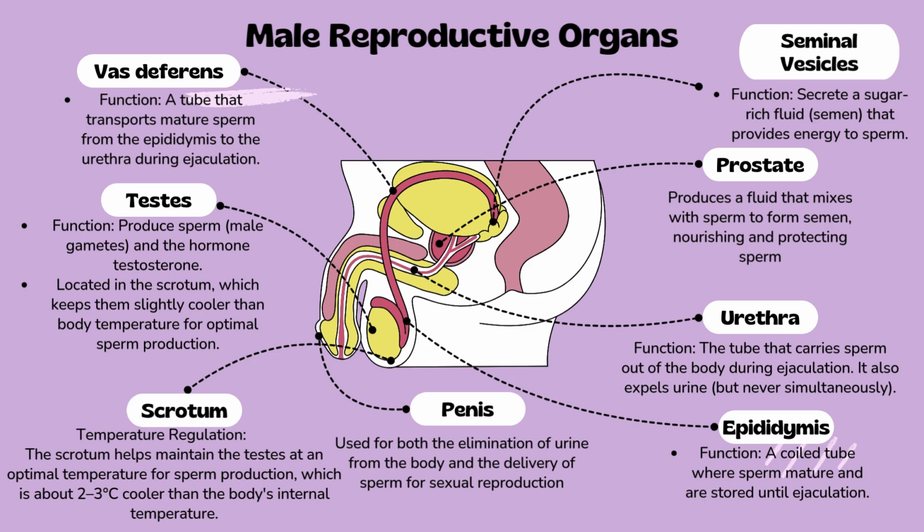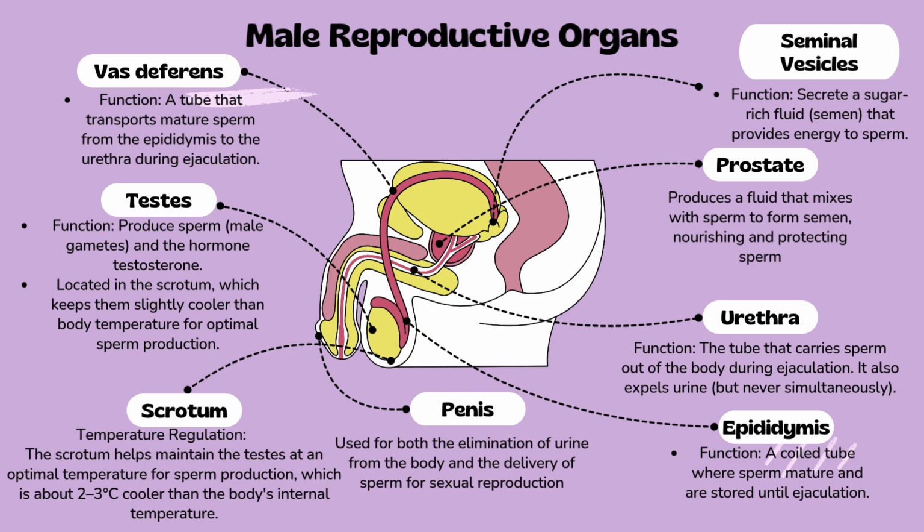Located in the scrotum, which keeps them slightly cooler than body temperature for optimal sperm production. Epididymis, function, a coiled tube where sperm mature and are stored until ejaculation. Vas deferens, function, a tube that transports mature sperm from the epididymis to the urethra during ejaculation. Seminal vesicles, function, secrete a sugar-rich fluid, semen, that provides energy to sperm. Prostate gland, function, produces a fluid that nourishes and protects sperm during ejaculation.